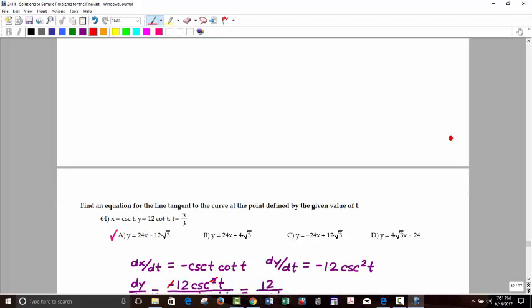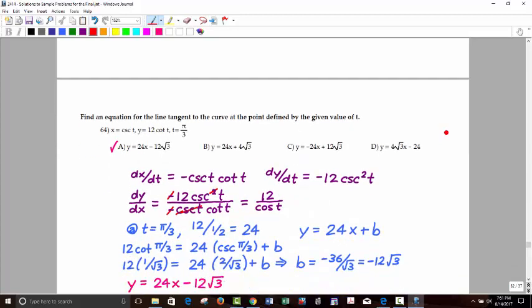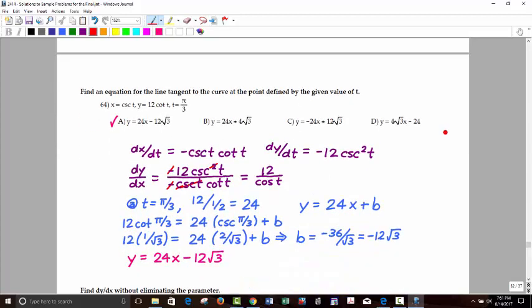Number 64. We're going to find the equation of the tangent line to the curve at a point given by a value t. Well, we're just using parametric equations, but the idea of finding the equation of a tangent line is something we've encountered before. So mainly you need the slope, which is the derivative, and then you need a point, and then with that, that's all the information you need to come up with the equation.